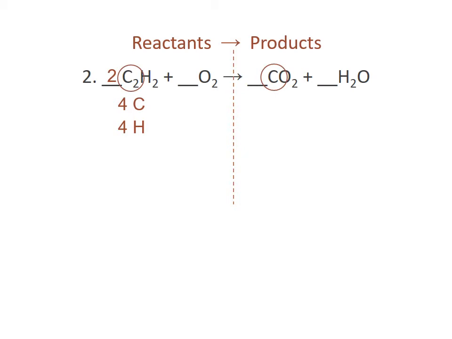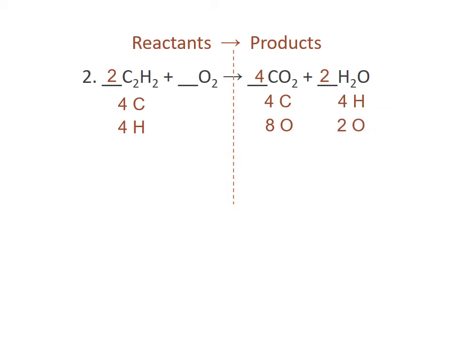So if I've got 4 C's on the reactant side, I will need 4 C's on the product side. And I will put then a 4 in front of carbon dioxide, and that gives me 4 C's and 8 O's. Now I'll balance out hydrogen. I've got 4 hydrogen on the reactant side. I will then need 4 hydrogen on the product side. So to get 4 hydrogen, I will need 2 water molecules, and that gives me 4 H's and 2 O's.